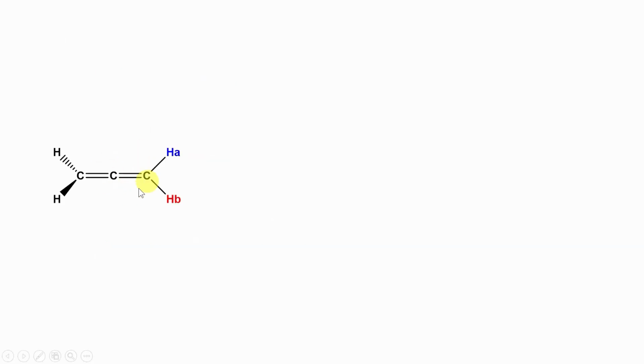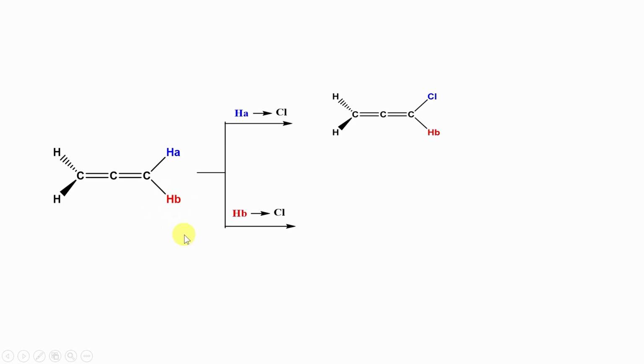Okay, see another example. It is allene. If we substitute the first hydrogen HA by a chlorine atom, then we will get chloroallene. And if you replace the second hydrogen atom HB by chlorine, we will get another chloroallene. Both of these chloroallenes are identical, and hence the HA hydrogen and HB hydrogen are homotopic ligands.